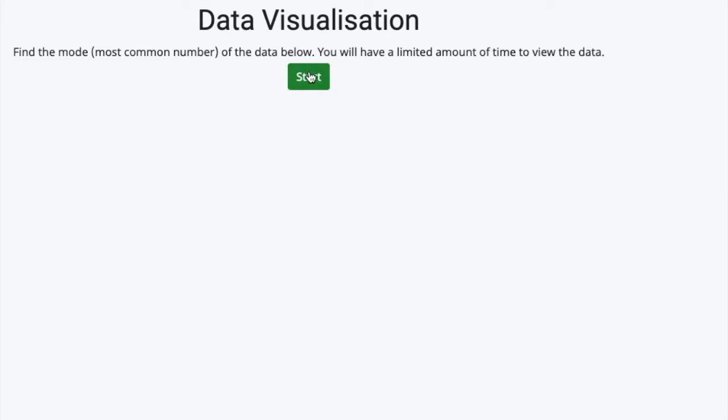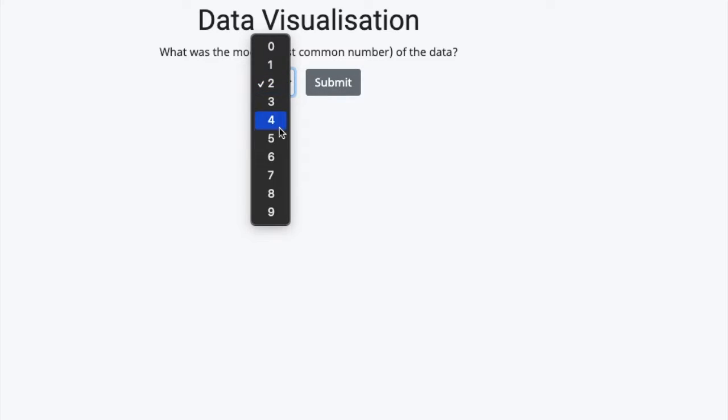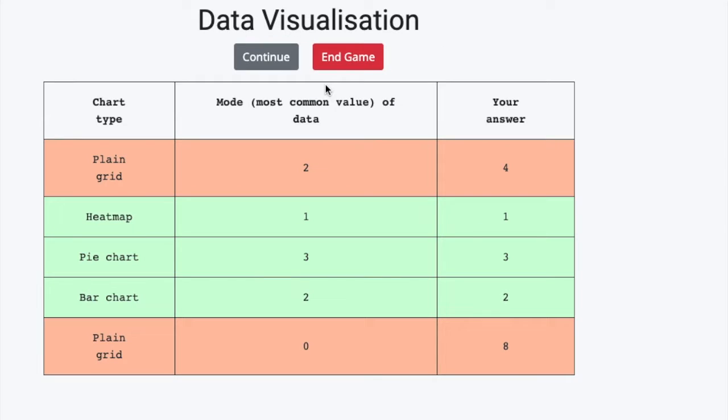Try it again. Oh, now we've got a really big table. This is tricky. I think it was 8, maybe. It was not 8. It was 0. Let's try it again.